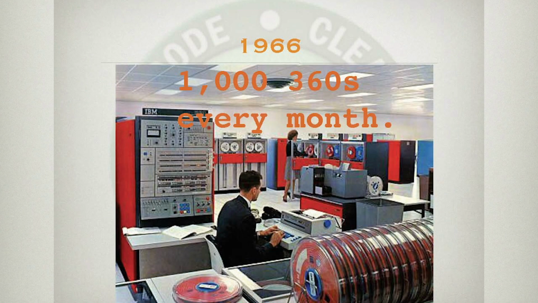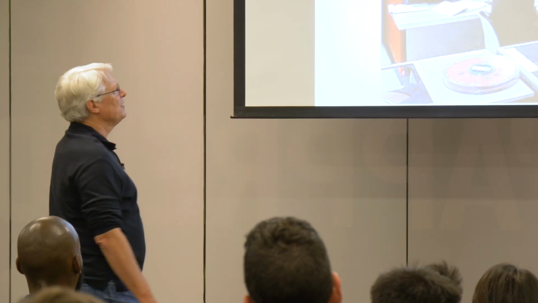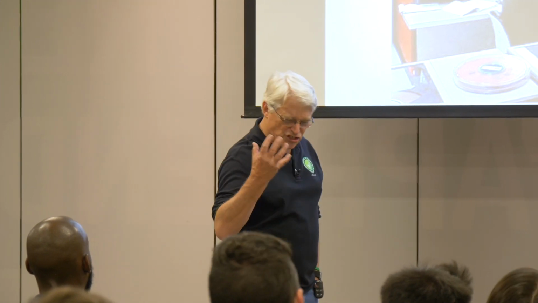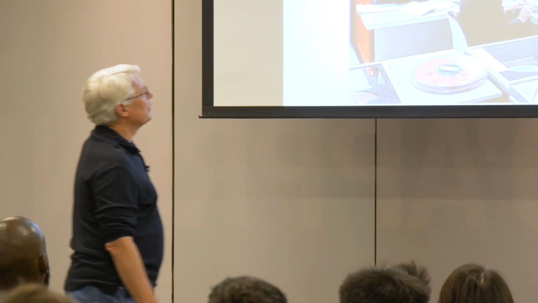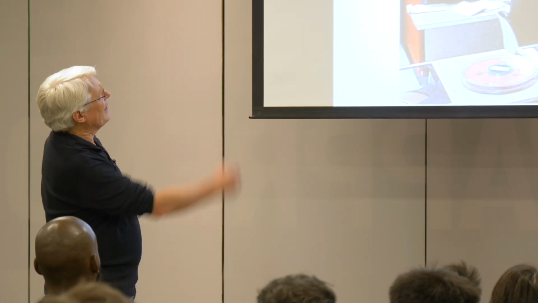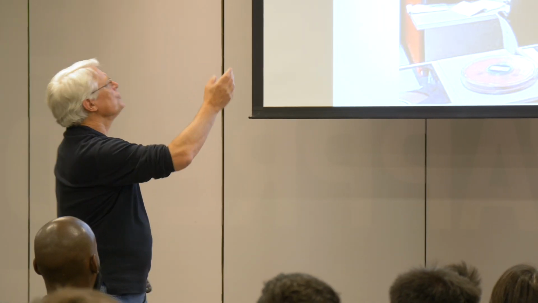By 1966, IBM was producing 1,000 IBM 360s every month. I worked on a number of these machines back in those days. They were gorgeous machines, beautiful things to work on. Very reliable, very fast. There was something really solid about working on an IBM 360. And they were making them in huge quantities, thousands of them every month.